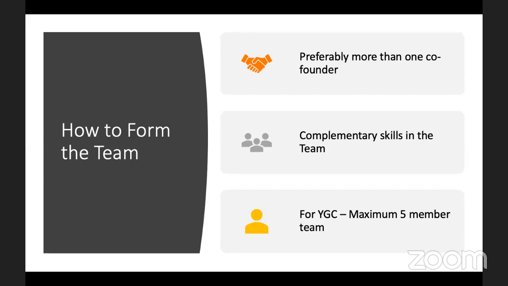And then this is just a rule for YGC, but when you're practically doing a startup or a company, you would actually have more people. But when you are applying for YGC, we have only a maximum of 5-member team. That is just to manage our logistics. We have put that limitation. Outside of it, you can have even a bigger team working on it. But as part of YGC, we limit the number of participants per team to 5. So that's the first instruction on how to form a team.